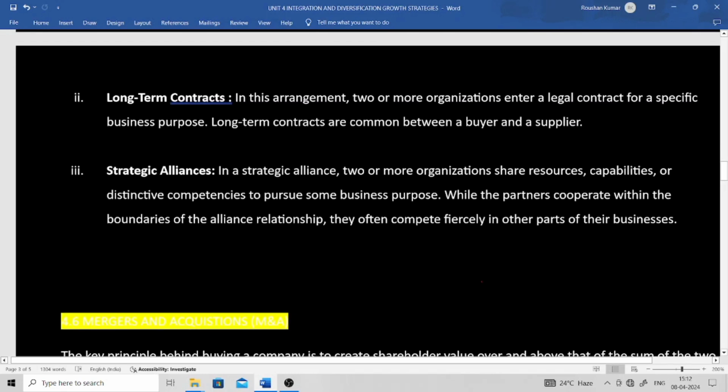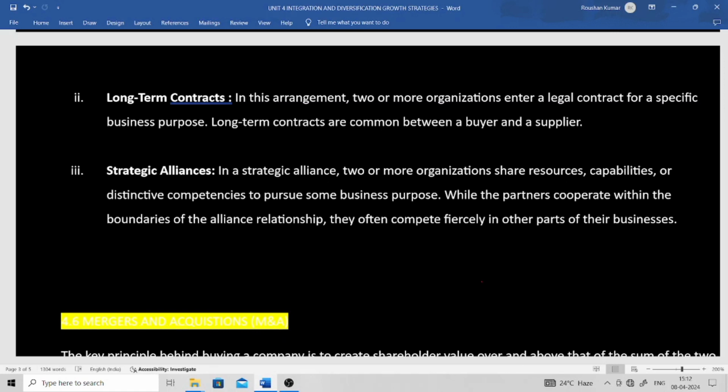Then strategic alliance. In a strategic alliance, two or more organizations share resources, capabilities, and distinctive competencies to pursue some business purpose. While the partners cooperate within the boundaries of the alliance relationship, they often compete fiercely in other parts of their businesses.